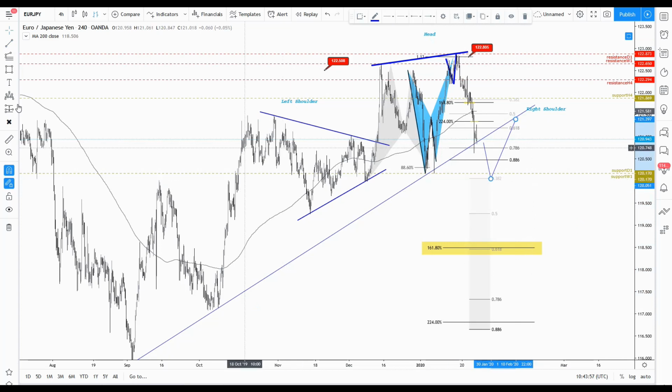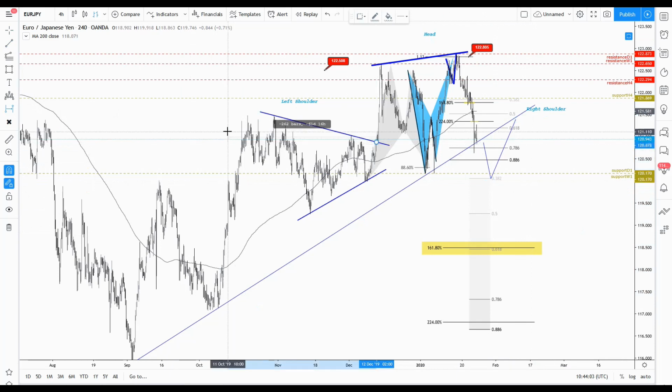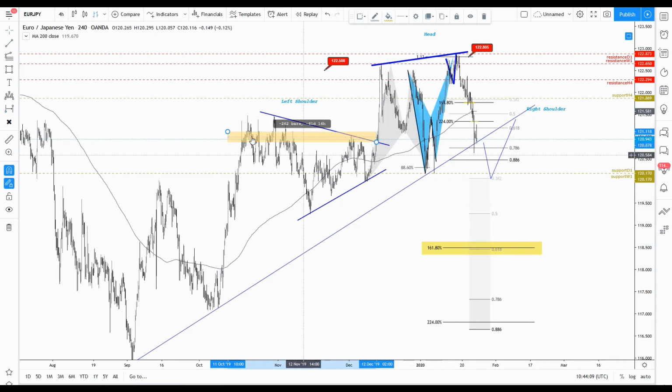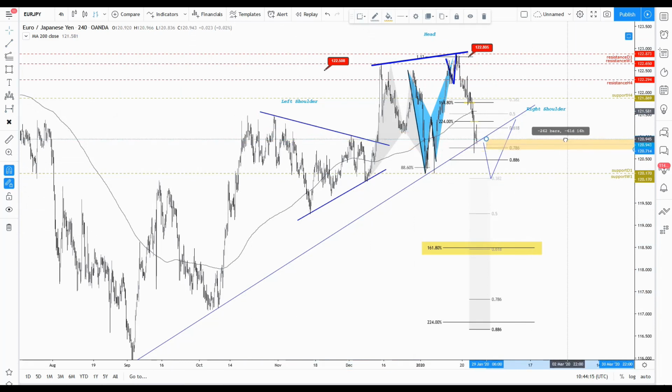Eventually, the time that the market takes to form these left shoulder, or the market will need also the same or similar time to form the right shoulder. So let's pay attention to the price action there.